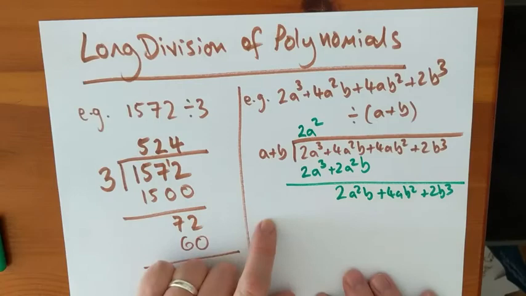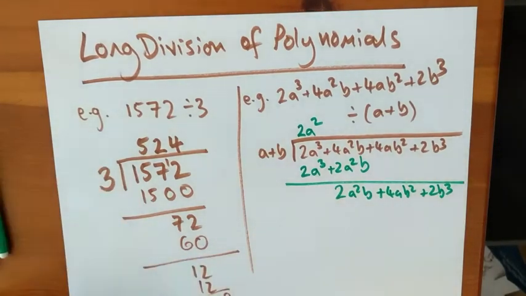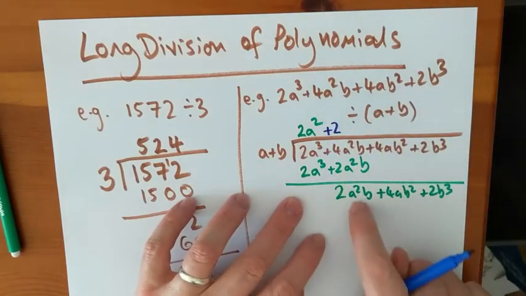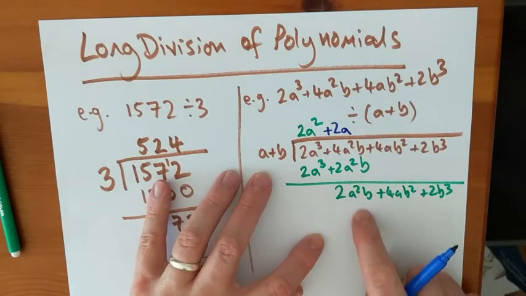I haven't finished yet. I then see how many times this will fit into this one here. So a plus b going into here, I'm going to need a 2, I'm going to need an extra a, and I'm going to need a b as well.